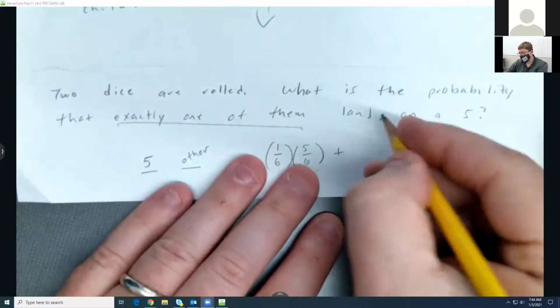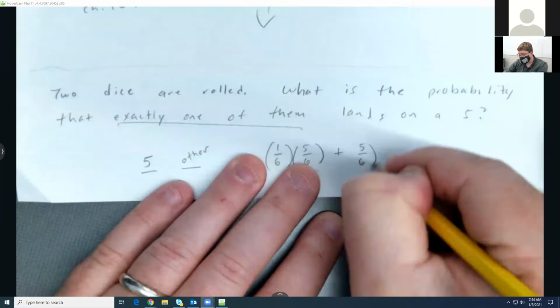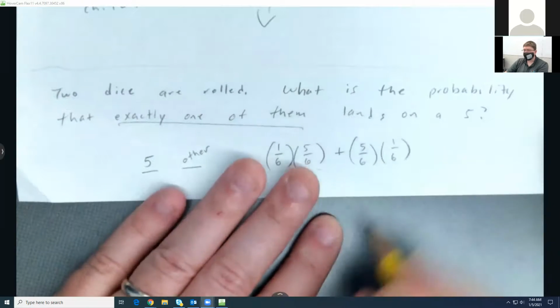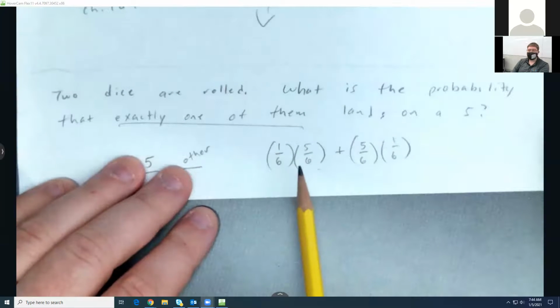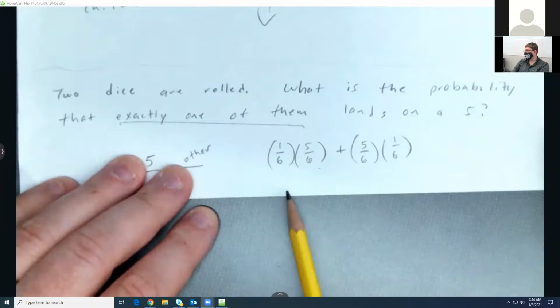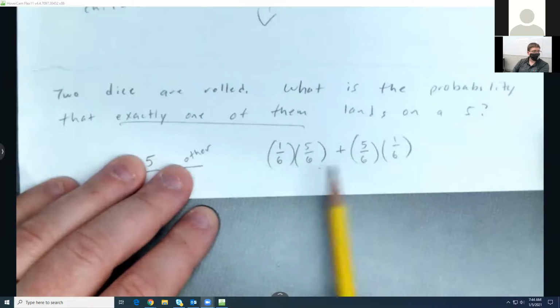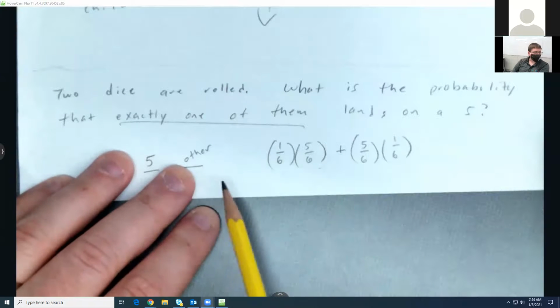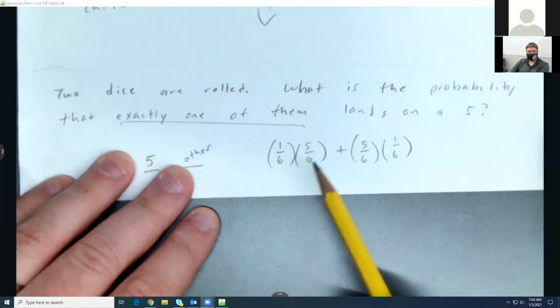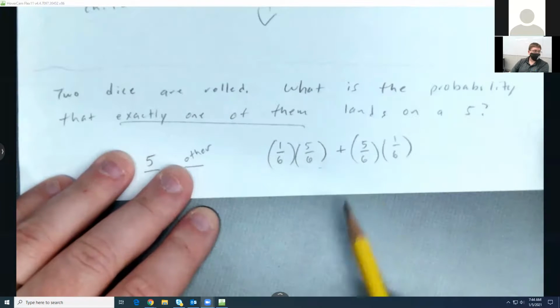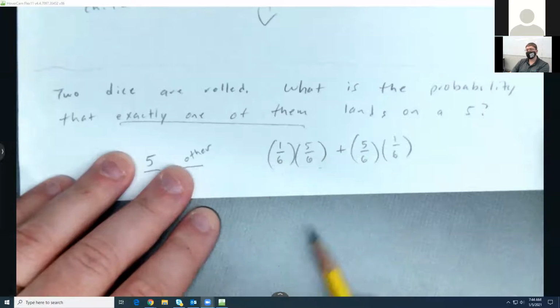Or you can have the first one be the other and the second one be exactly the 5. So you can solve this by multiplying these together and timesing it by 2. That's the shortcut we talked about back in December because there's 2 options here that can happen. If you were rolling 4 dice and you were asking for exactly 1 5, then it would be 1 out of 6 and then 3 of these. And then you would multiply that by 4 because there's 4 different dice.